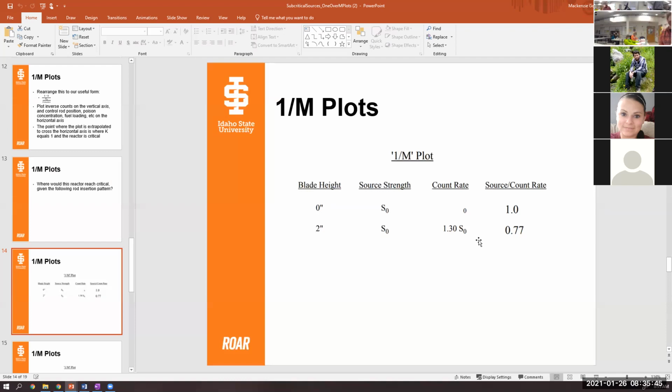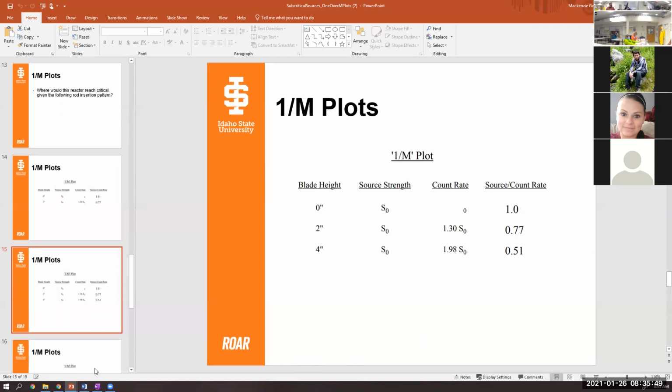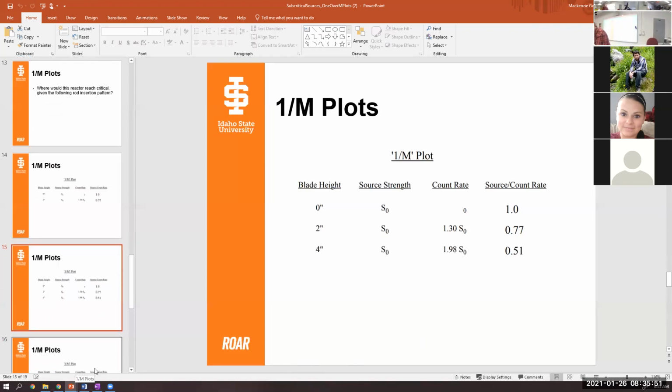But then on our next slide, we are going to have a next data point. So then you draw 1, 2, and now you're going to have at 4 inches a 0.5. Then between these last 2 points, you draw it again.